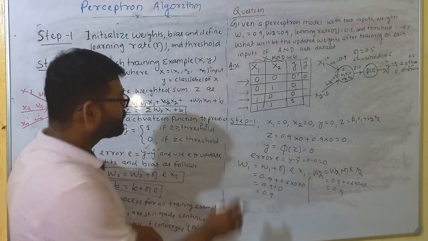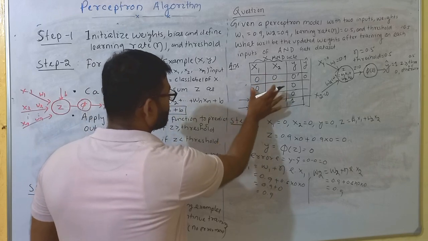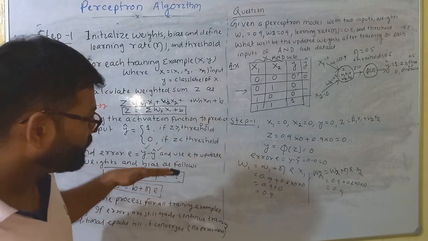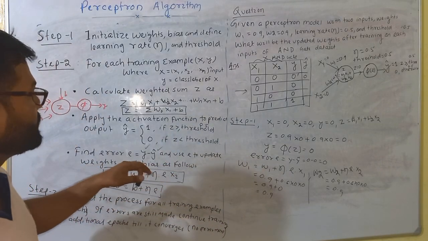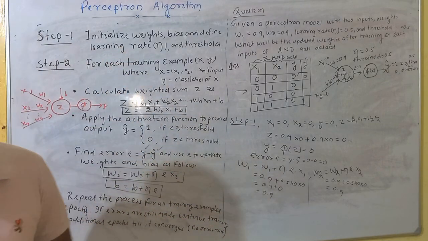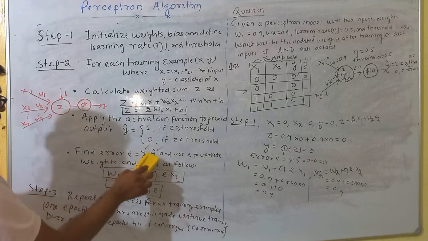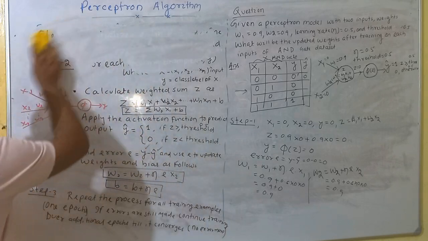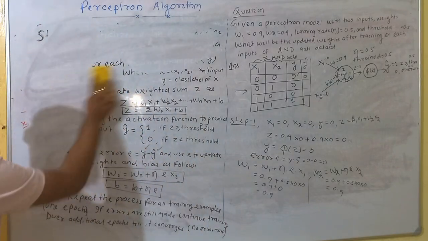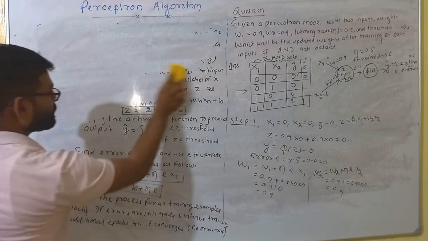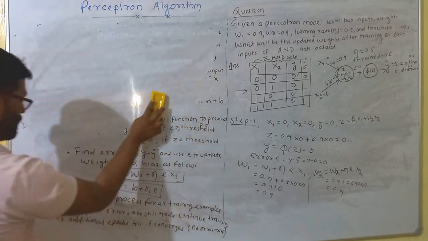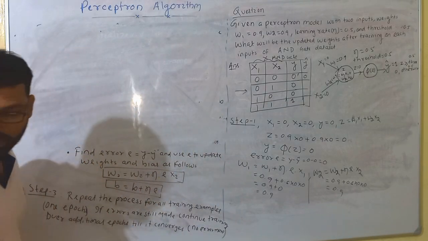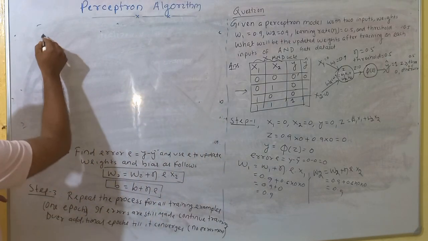Step 2 means we are going to take the second example. In the second example, in the same manner, we are going to proceed. Space is not available, so let me remove some parts. Okay, so now for step 2 we follow the same thing.